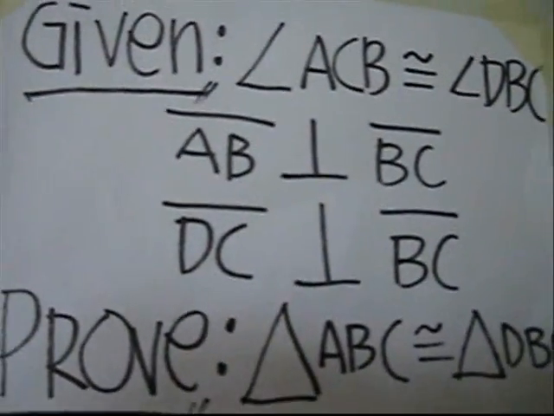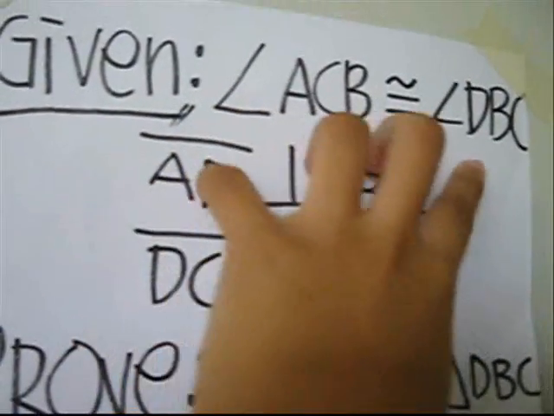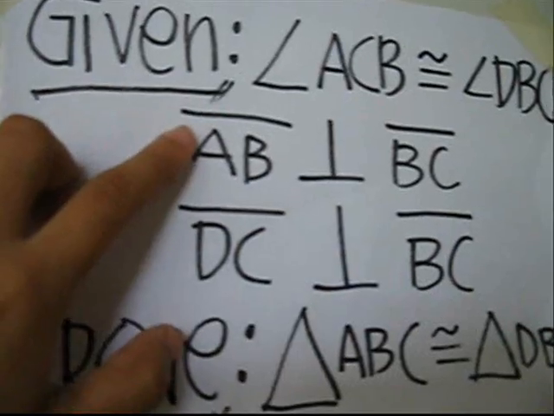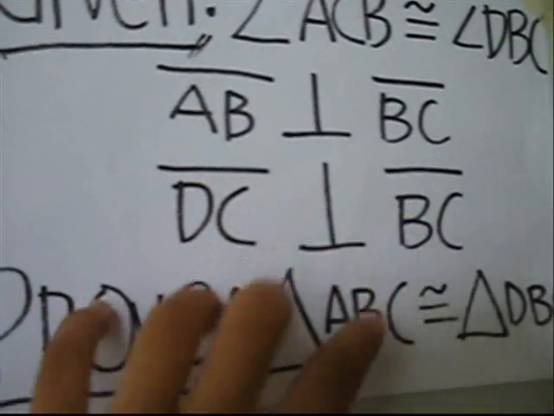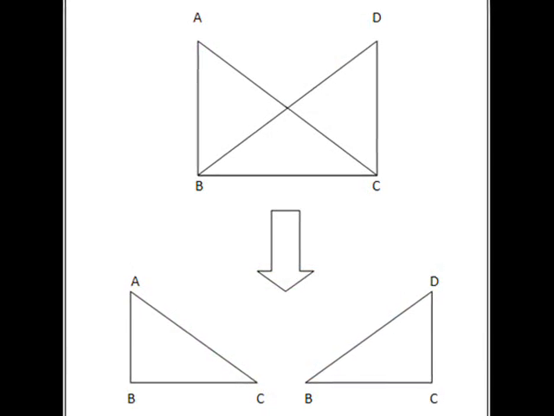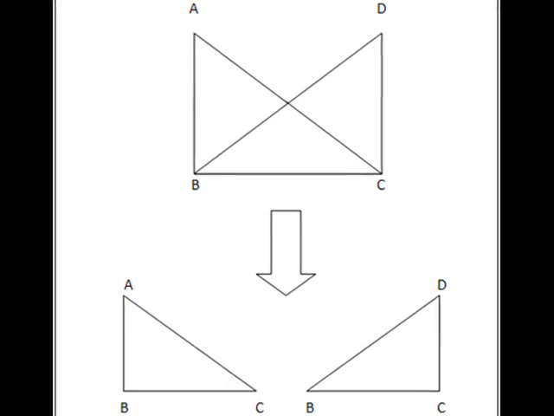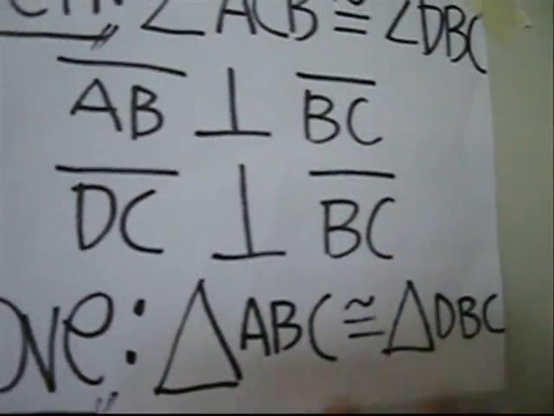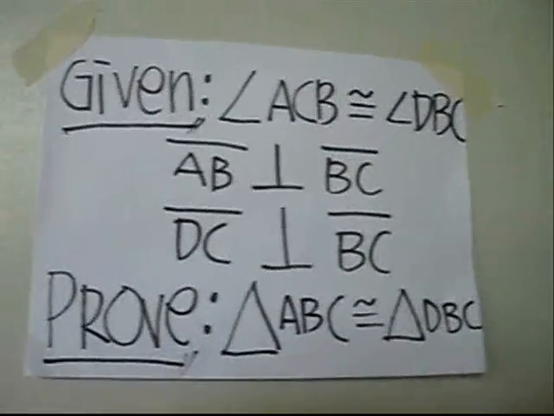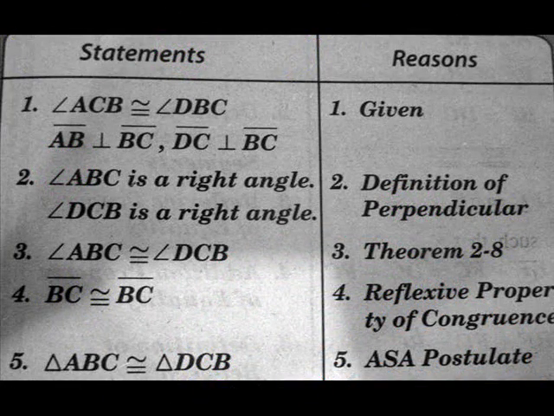This is another example. The given, wherein angle ACB is congruent to angle DBC, line AB is perpendicular to line BC, line DC is perpendicular to line BC. Let us refer to these figures. Prove that triangle ABC is congruent to triangle DBC. So this is the two-column proof for the given example.